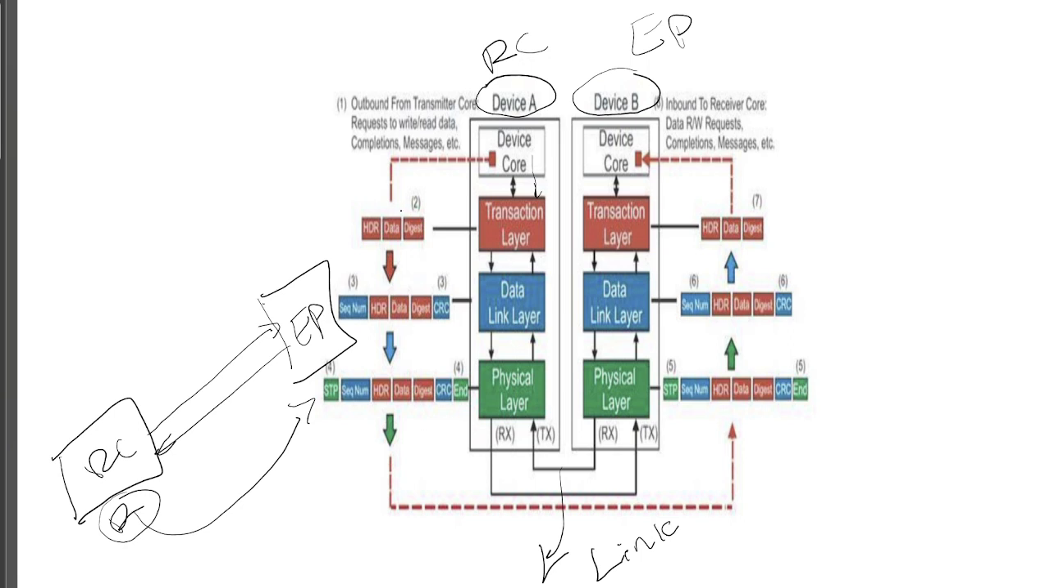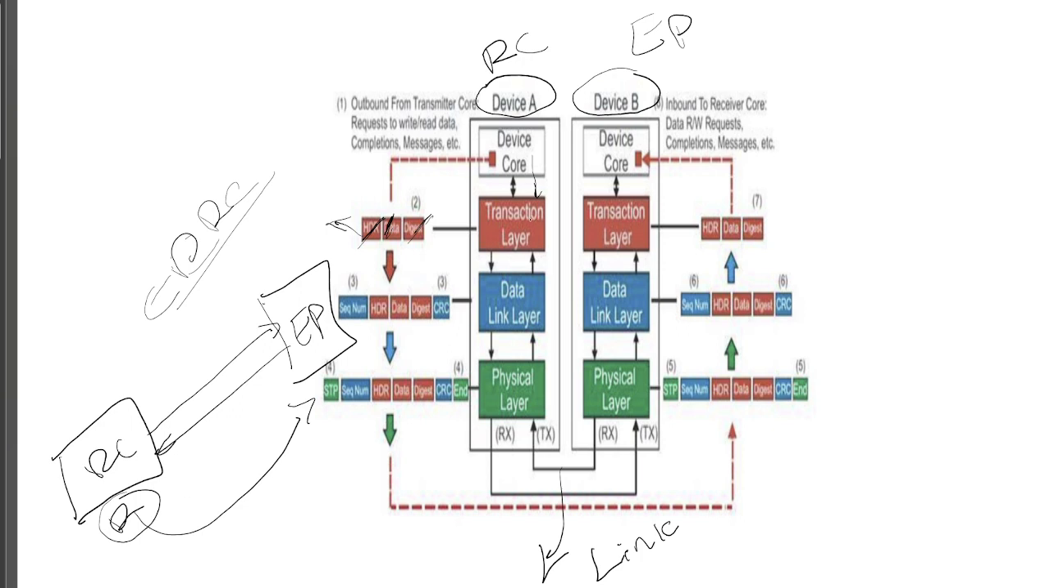From the top layer you get the data. In the transaction layer, it will add a header and digest. The header is the TLP header, which is appended to that data. The digest is a kind of CRC calculation, which we call ECRC, end-to-end CRC. From the transaction layer it will append the header and digest based on requirement, whether it's needed or not. It's up to us to choose whether ECRC is needed or not.